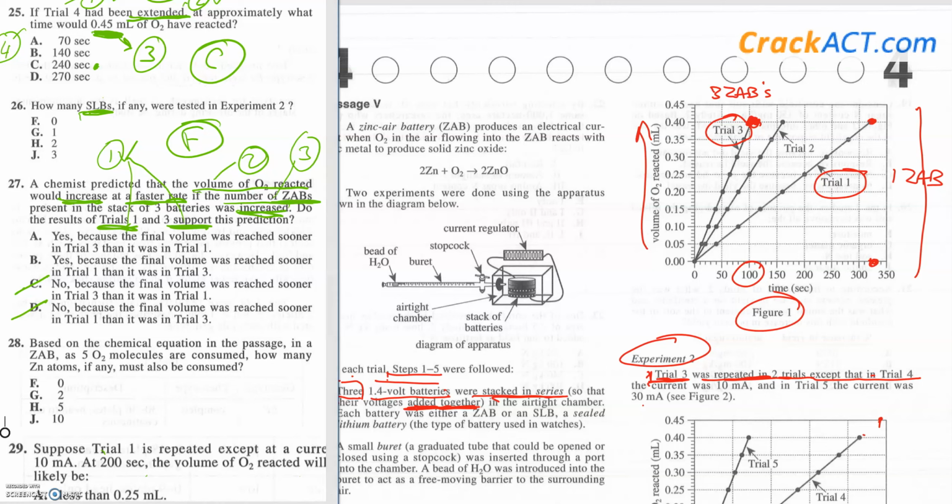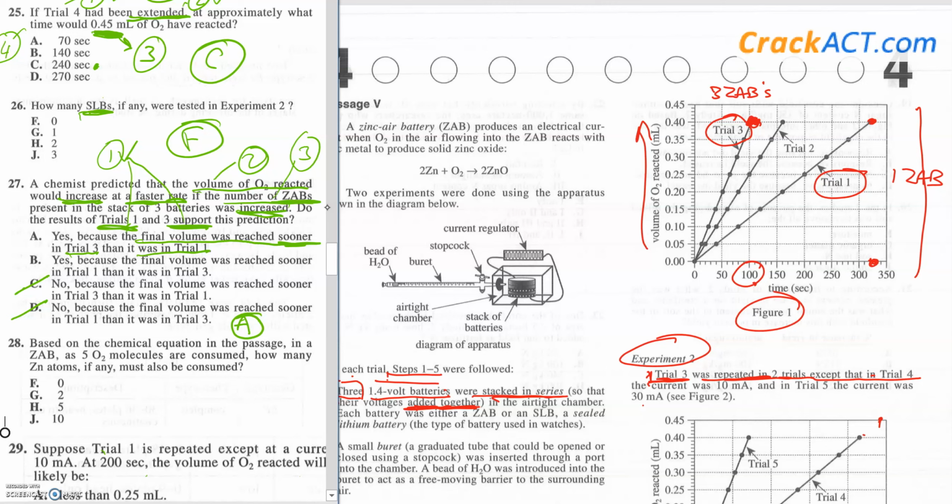A says yes, because the final volume was reached sooner. Yes, it was. It was 100 seconds versus 320, in trial 3 than in trial 1. So that's answer A. Okay, question 28.